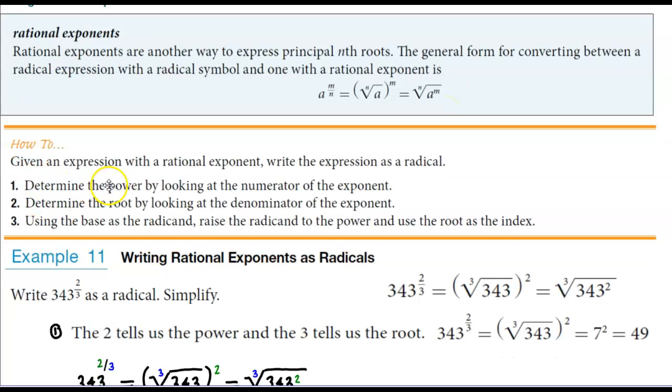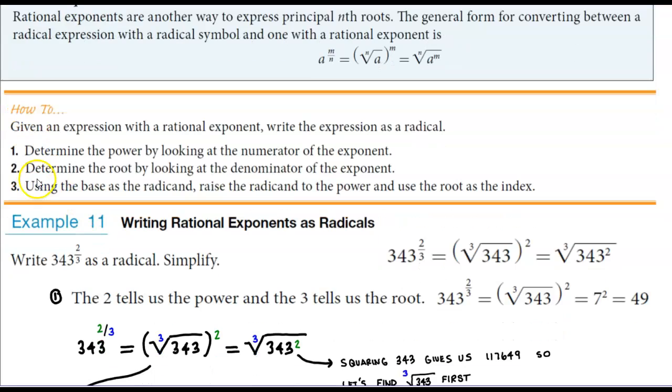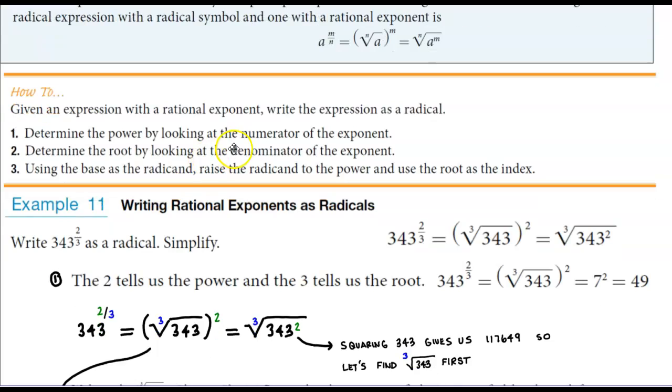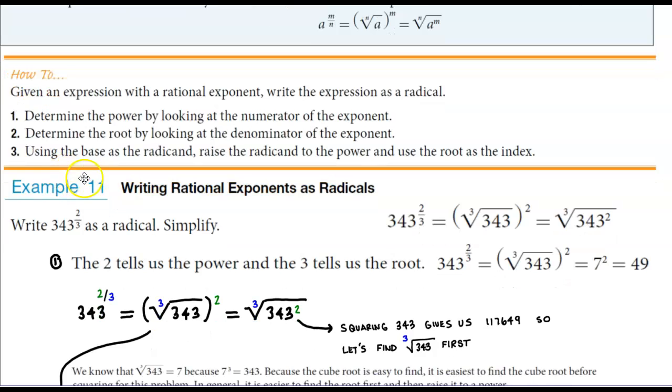Now, if we're given an expression with a rational exponent, we're going to write the expression as a radical. So 1, we're going to determine the power by looking at the numerator of the exponent. 2, we're going to determine the root by looking at the denominator of the exponent. And then 3, we're going to use the base as the radicand, raise the radicand to the power, and use the root as the index.